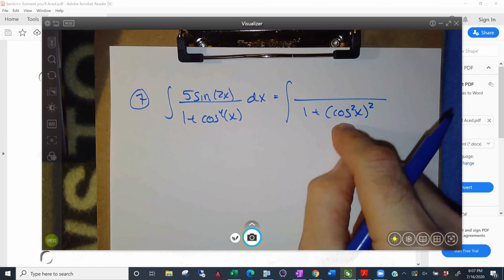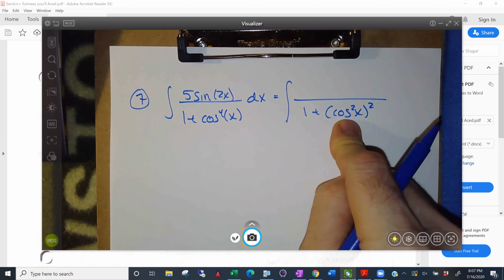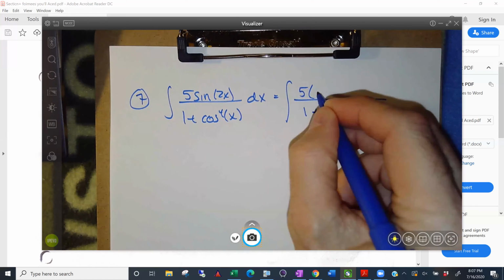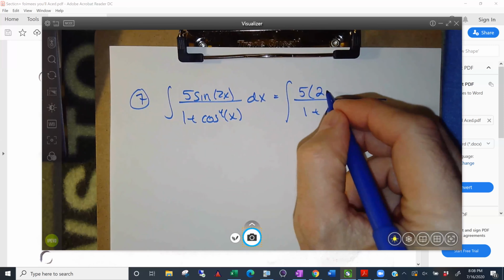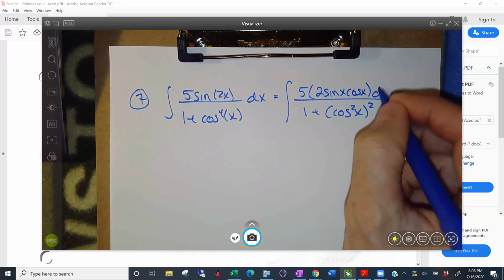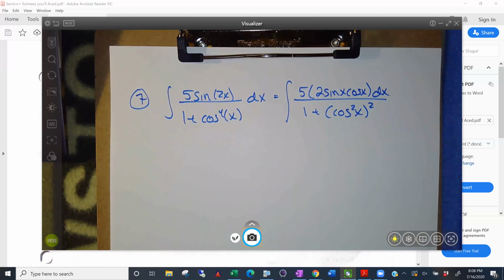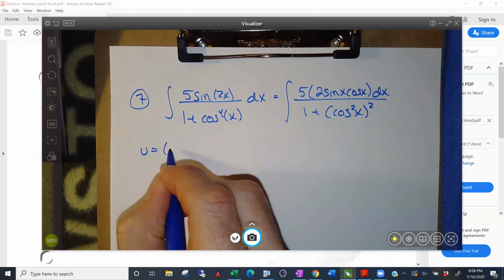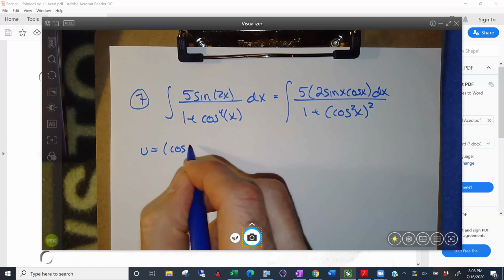And if I made that a u, well, let's take a look up here. Up here, I can replace this with 2 sine of x cosine of x. I still have my dx here. But let's take a look at what happens if I make u equal cosine of x squared.